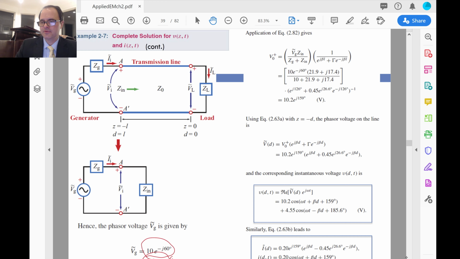And so we have everything we need. We have V sub g, Z in now, and the beta L, and we calculate V naught plus as this. So we can then write V as a function of d anywhere along the line as this right here. If we want to go back to the regular time domain, we can do that, of course, using this relation, and then this is what we have. And when you have V, you can simply solve for I as well, very easily.